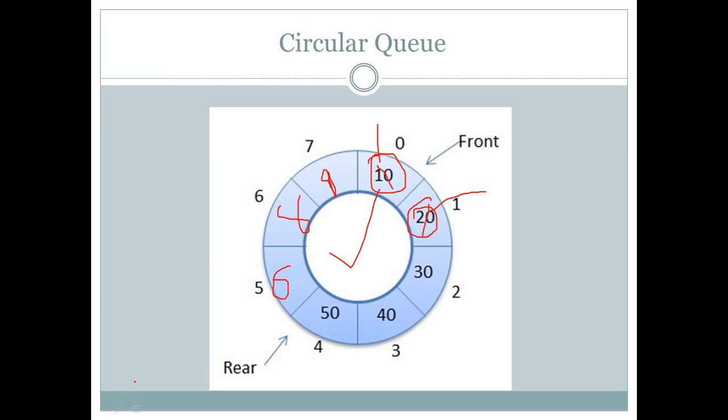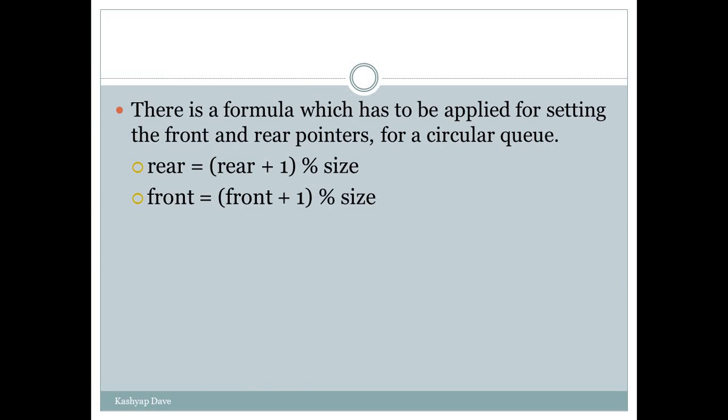For the circular queue we have to know the condition for moving front and rear. There is a formula which has to be applied for setting the front and rear pointers. For a circular queue, rear will be rear plus 1 modulo size, and front will be front plus 1 modulo size. By these formulas we will increase our front and rear.